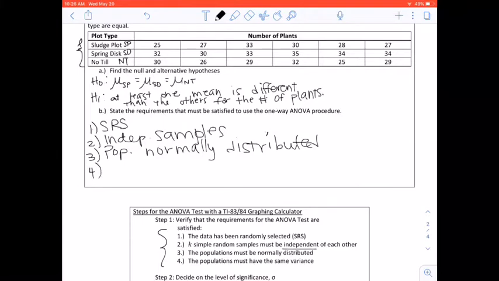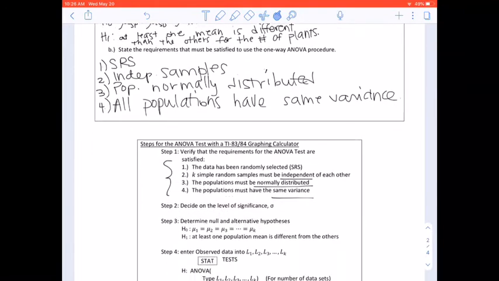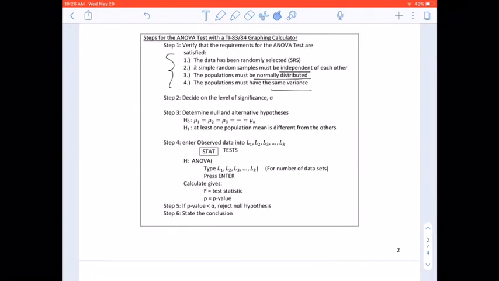And then the last thing that we have to have is that the populations have the same variance. So all populations have the same variance. So this is what we would have to check in order to conduct the Anova test.